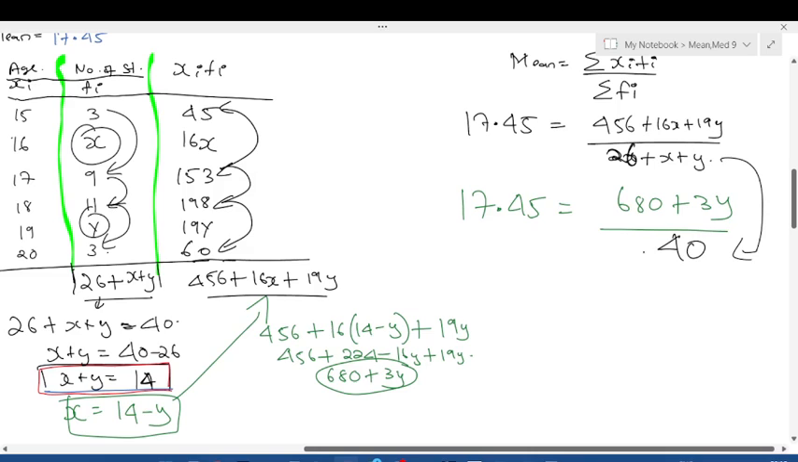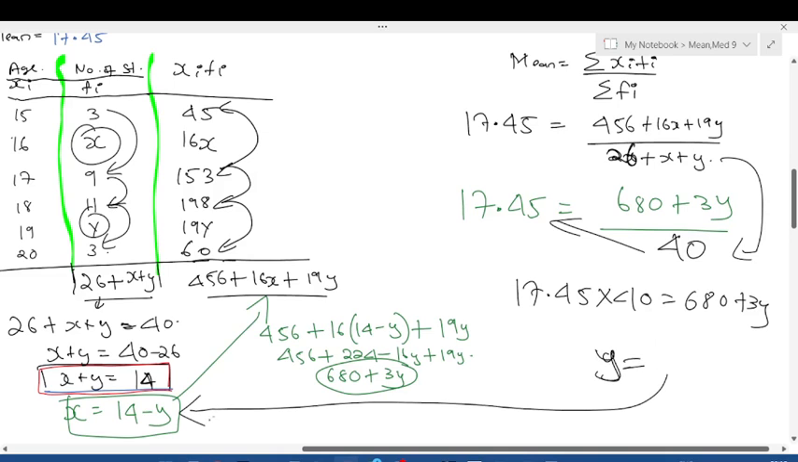Okay, now let us solve this question. 40 will get multiplied. 45 into 40 is equals to 680 plus 3y. Solve this question, students. Multiply and solve. You'll get the value of y. Complete it. Once you get the value of y, substitute here, you'll get the value of x.